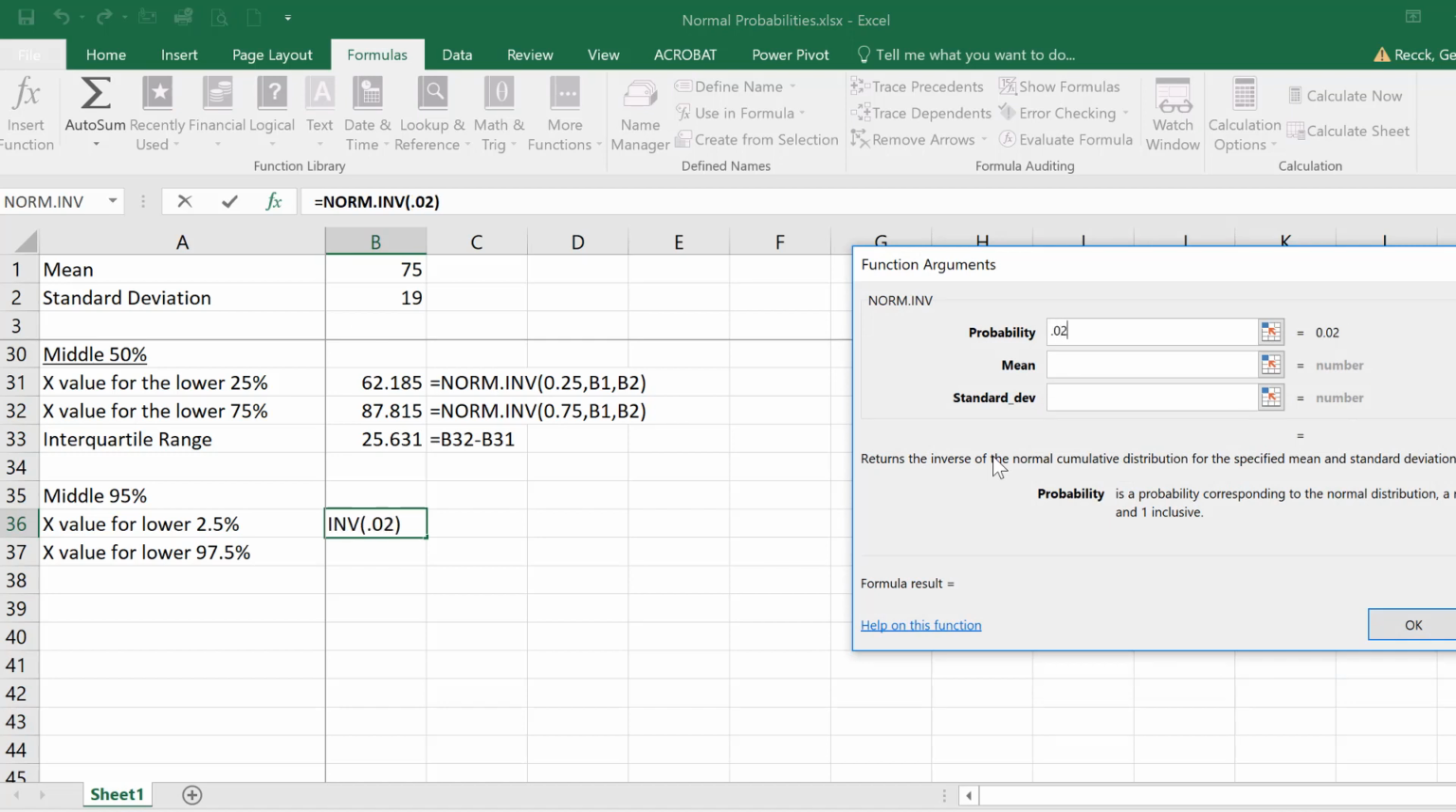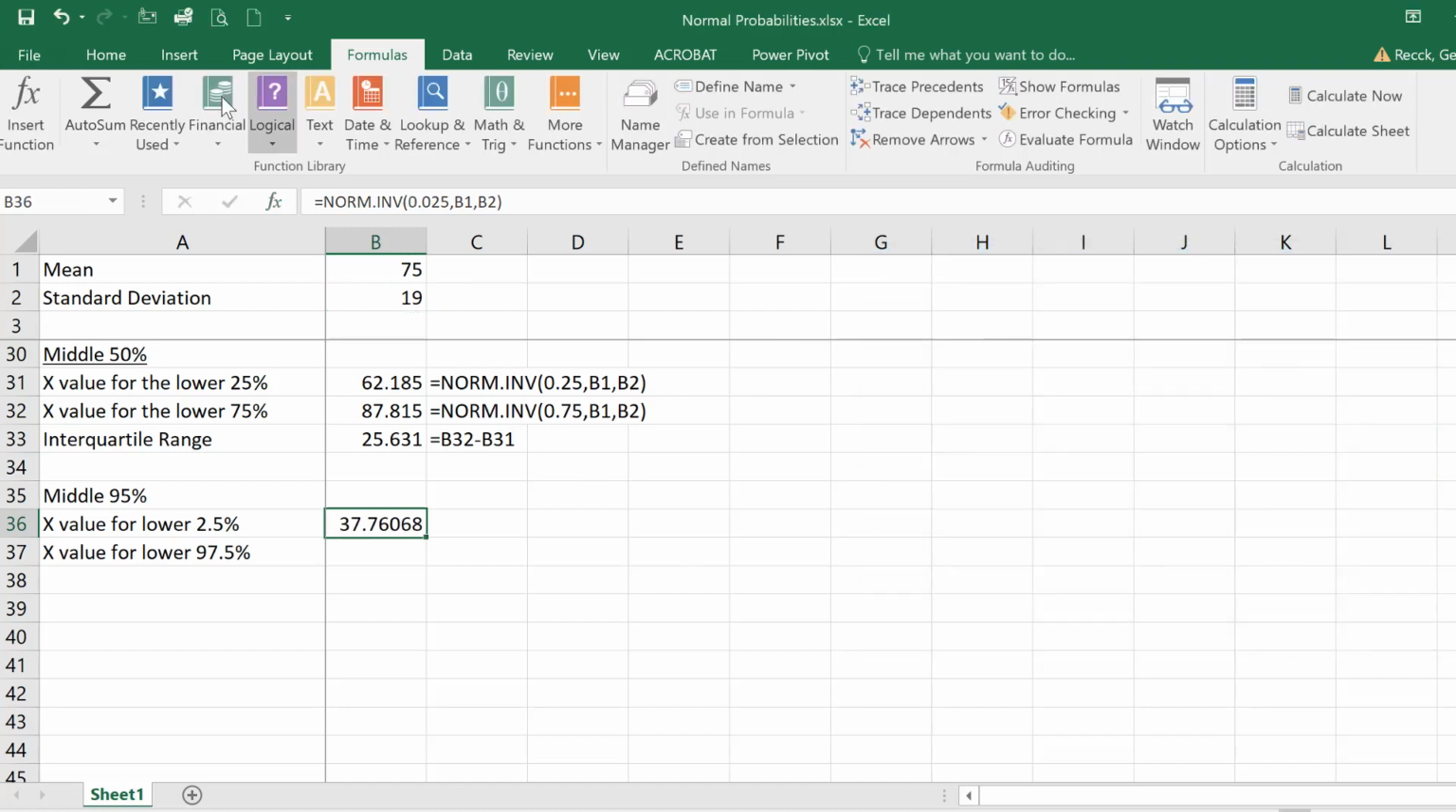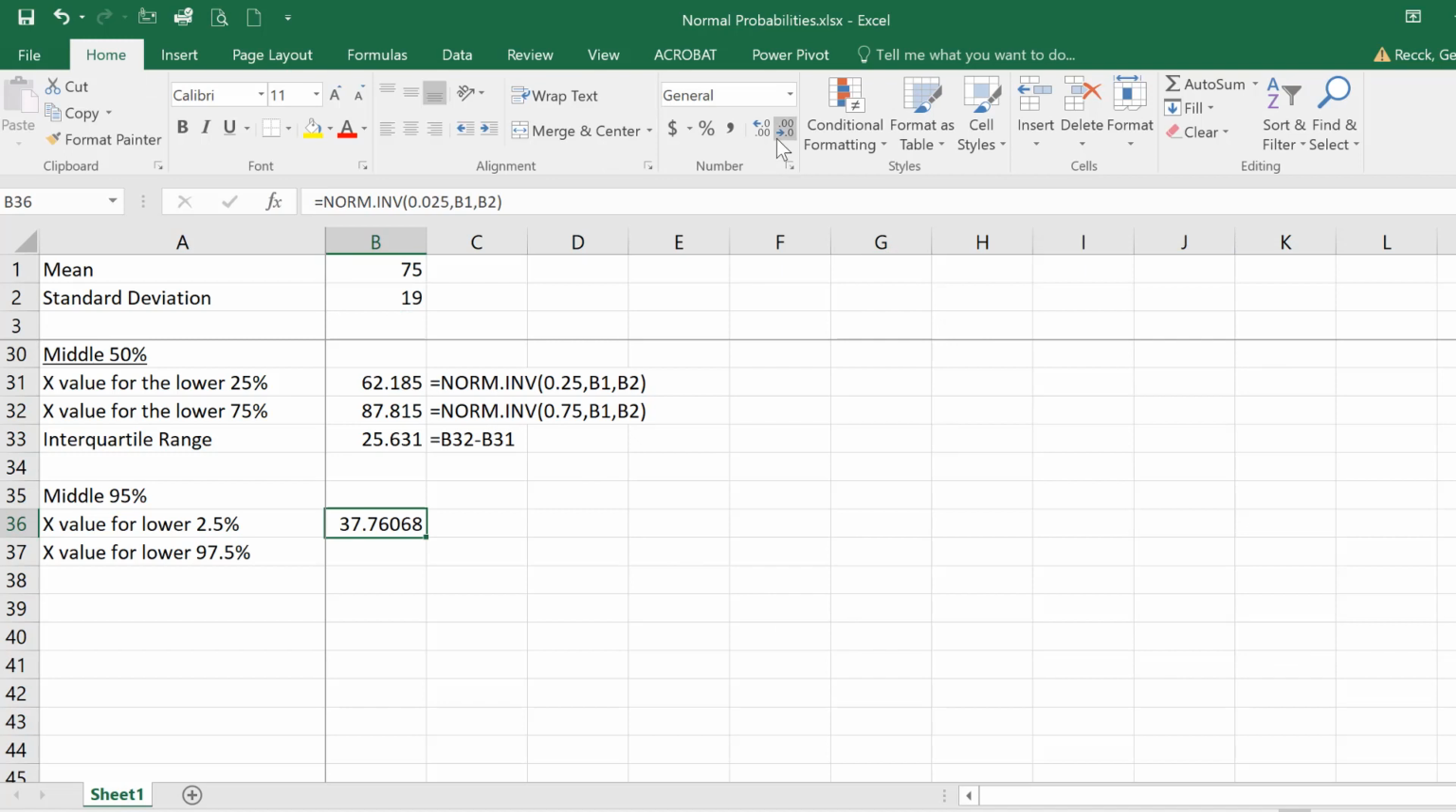Probability here is 0.025. You can even put in 2.5%. We'll try that with the upper one. B1 and B2, hope you're familiar with that by now. There's our lower range. So only 2.5% of the families make less than 37,761.